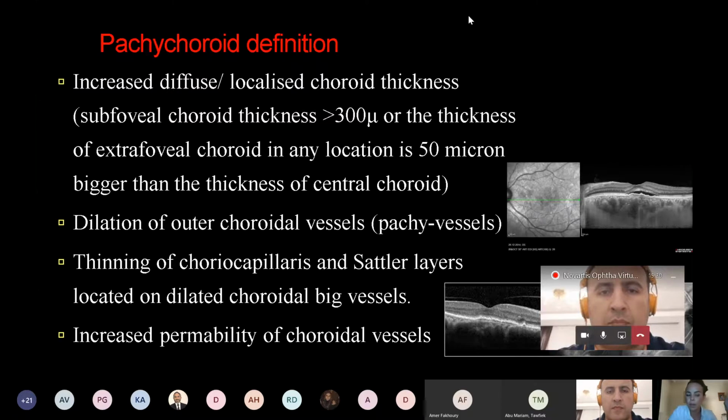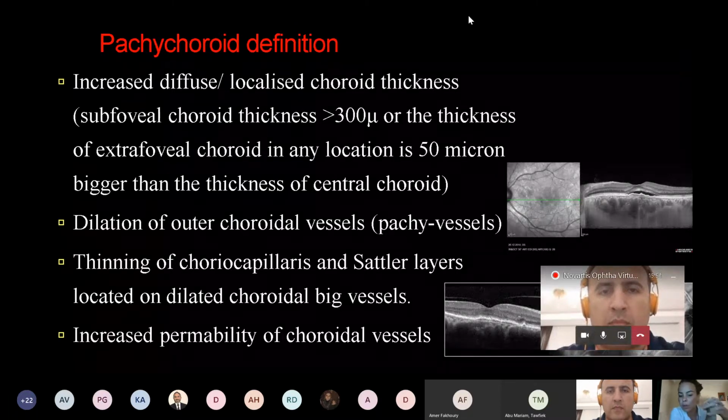Another feature is dilation of outer choroidal vessels, which are called pachyvessels, as I said before. These big vessels are usually located in Haller's layer. Thinning of the choriocapillaris and Sattler's layer located over the dilated big choroidal vessels, and direct contact between the big Haller vessels and the Bruch membrane, is another feature of this spectrum. Finally, increased permeability of choroidal vessels depicted by ICGA is another good feature of this disease.